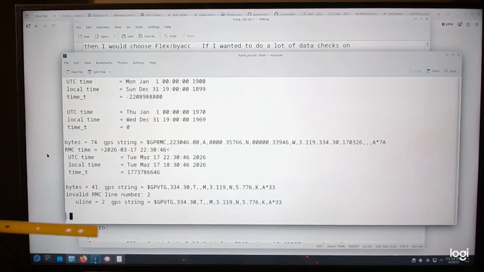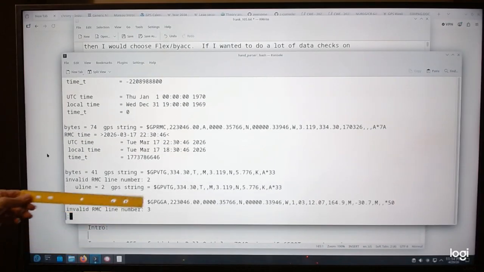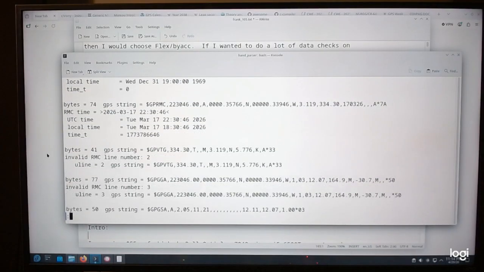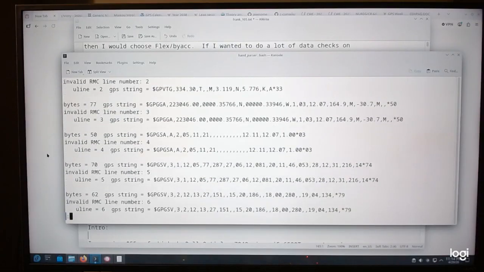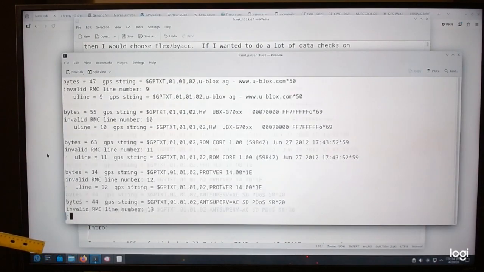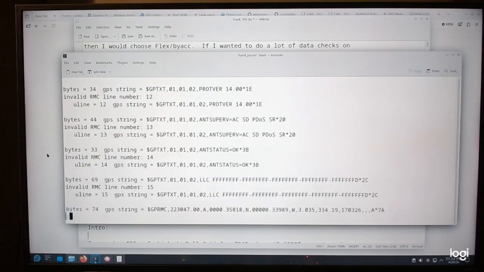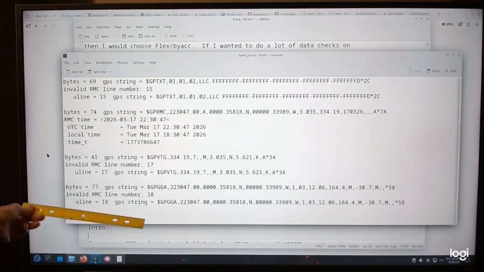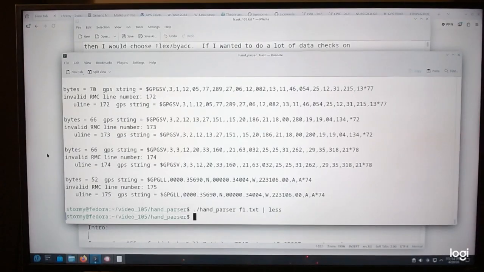And if it can't see right there, if it's not an RMC line, it skips it. So it's going to skip everything until it finds an RMC line. Let's see now. Have we got one coming up here? Here's one right here. See, so it's going to skip all those lines from our GPS sentences. So it'll be fairly quick.